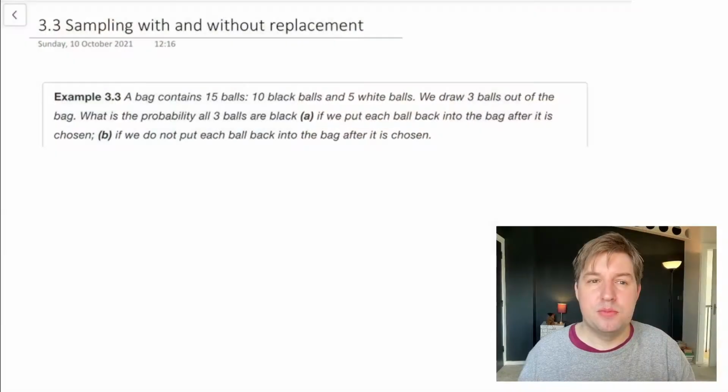In this subsection, we're going to talk about something called sampling with replacement and something called sampling without replacement. But we're going to illustrate this through the use of an example. So let's start with that example.